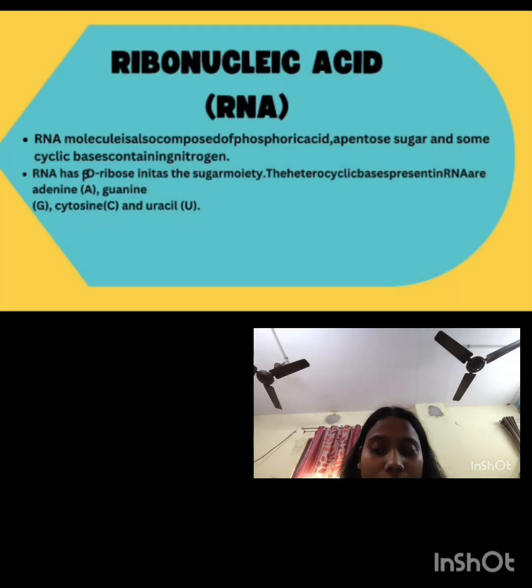And what is RNA? An RNA molecule is also composed of phosphoric acid, pentose sugar, and some cyclic bases containing nitrogen. RNA has beta D-ribose as a sugar moiety. The heterocyclic bases present in RNA are adenine, guanine, cytosine, and uracil. The difference between RNA and DNA is that the fourth base present in DNA is thymine, but in RNA it is uracil.